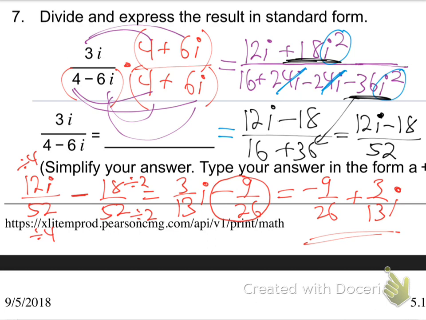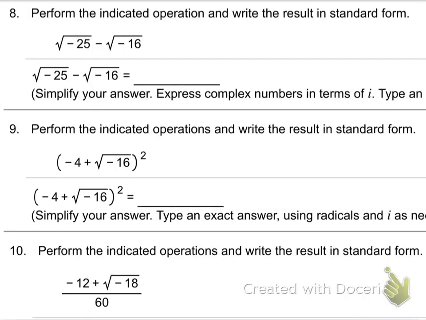Is that good? Questions on that? It's all making sense using the conjugate? Yeah, exactly. So take both those numbers. They want us to perform the operation and write the result in standard form. Yeah, change those both to I.